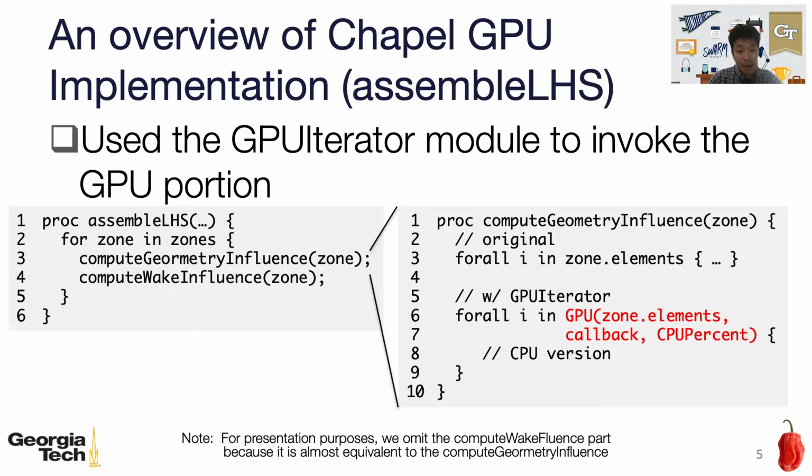And let me now talk a little bit about how we implemented the GPU version of the assembleLHS part. Essentially, for each forall loop, we use our GPUIterator module to call our GPU kernel from it.